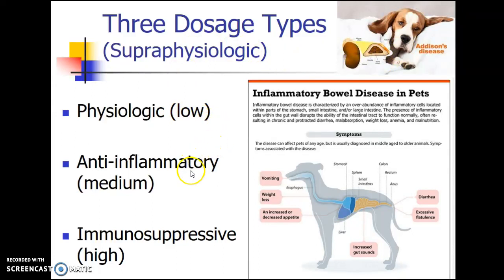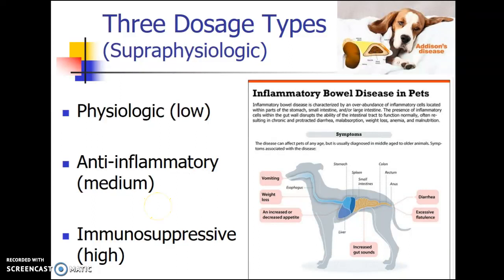The next higher level is called the anti-inflammatory level, and this is the one that we're basically talking about in this chapter, is the amount that we need to reduce inflammation in the body. And so this might be given as for an allergy or something of that nature to an animal.